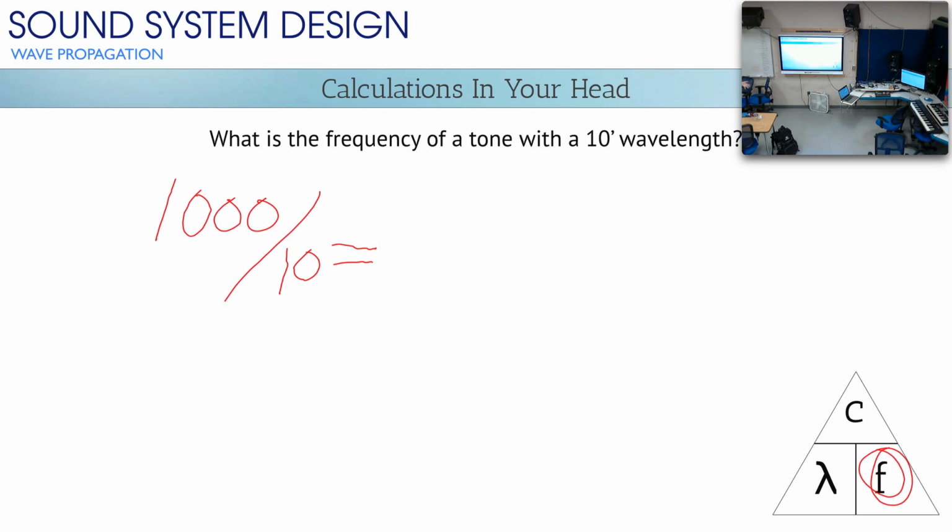Right. You get 10 100s in 1,000, right? So 1,000 divided by 10 is 100 hertz. Okay? So if you see a sound that has a 10-foot wavelength, it's probably going to be somewhere around 100 hertz.